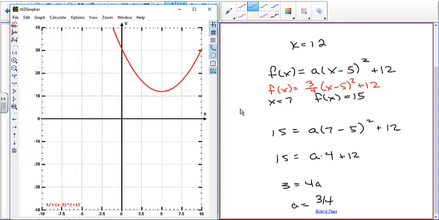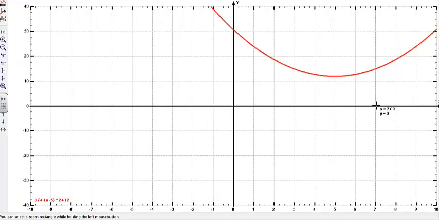So what this is saying is that the vertex is at 5, 12, and it said at x equals 7... So let me just make this a little bigger. x equals 7, y should equal 15, which it does. So there you go. And because 7 is 2 more than 5, if you go this way, this should also be the same, 15, from symmetry.